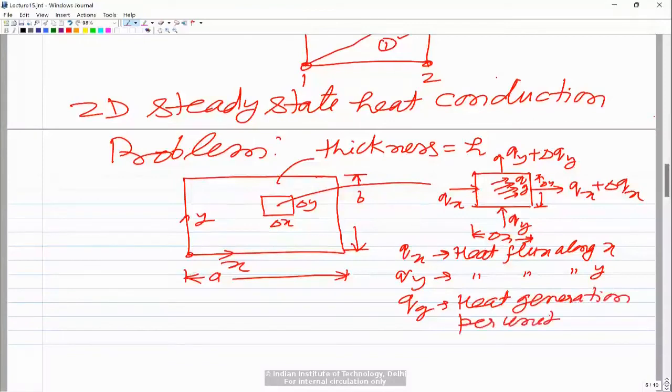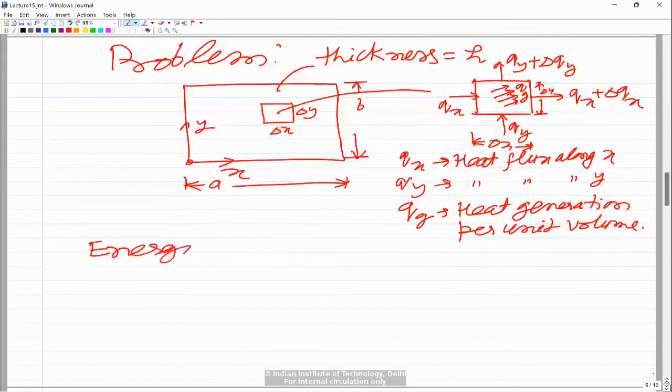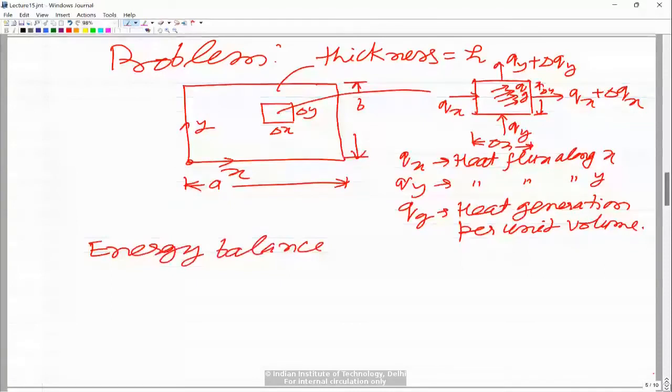Per unit volume. So now, the way we did for the 1D problem, the same kind of thing we do here also. So we basically write the energy balance equation. Let me first write the heat going out of this. So this is heat Qx plus delta Qx, which is going out of this differential element.